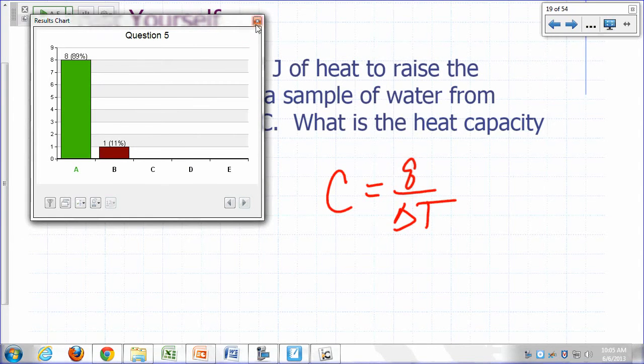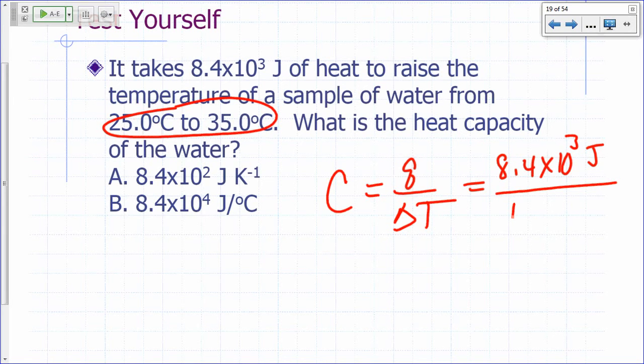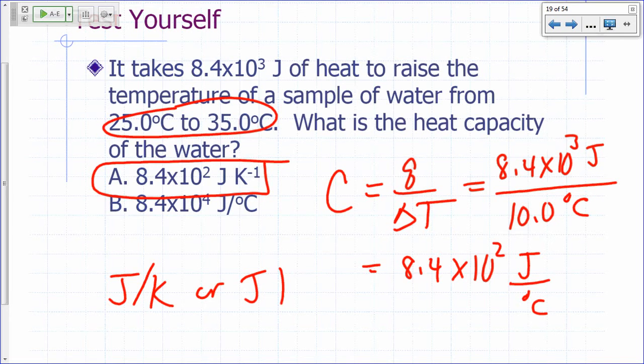Okay, let's see. Q is how much? 8.4 times 10 to the third joules. And the temperature change, T final minus T initial, that's 10.0 degrees Celsius. So 8.4 times 10 to the third divided by 10 would be 8.4 times 10 to the 2, 2 sig figs, joule per degree Celsius. So it's A. Joule per degree Celsius is the same thing as joules per Kelvin or joules Kelvin to the -1. Okay? Same unit.